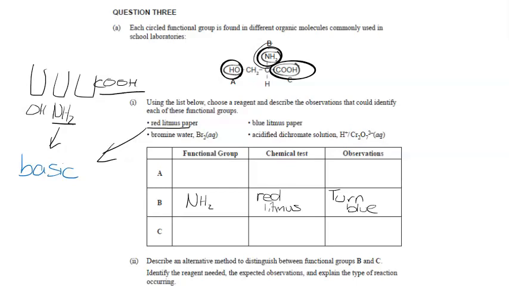So the carboxylic acid, as it states in the name, is an acid. So that will turn blue litmus paper red. So we can easily just write that one in. That is compound C, COOH, blue litmus, and it will turn red.